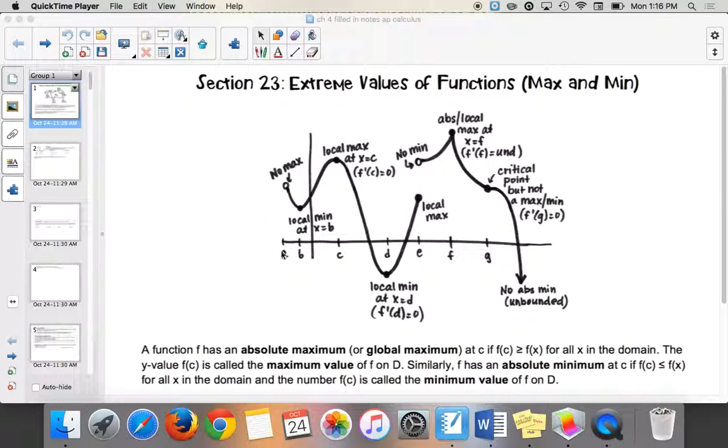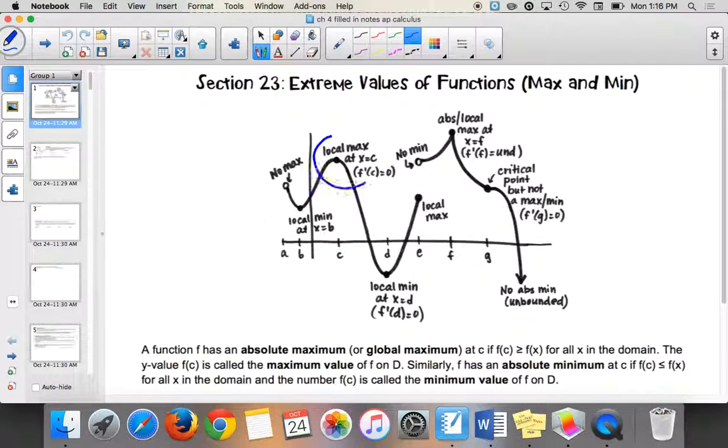Okay, so we have something with an open circle, that would be no maximum there. We have a local maximum. That just means in that general area, if I drew like a little circle around it, it is the highest point in that general area. Do we agree with that? We call that a neighborhood. We would not have a minimum here because there's no point there.